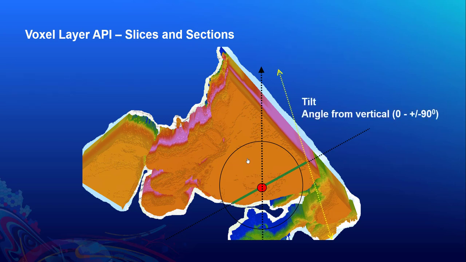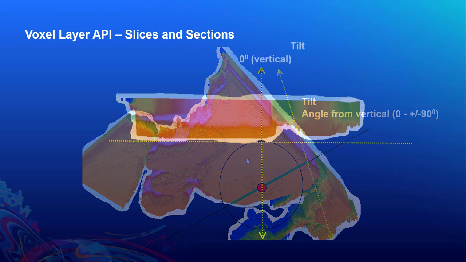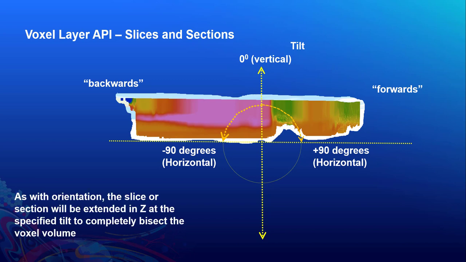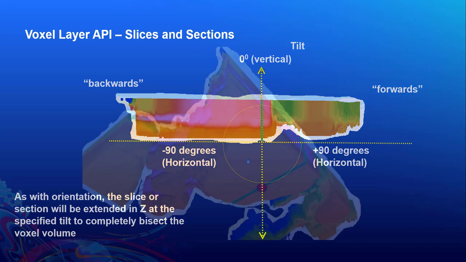The tilt is the angle from vertical, expressed as an angle from 0 to positive or negative 90 degrees. Specify a positive angle to tilt the slice or section forwards, and a negative angle to tilt the slice or section backwards. The angle of 90 degrees represents a horizontal plane. Same as with orientation, the slice or section will be extended in Z at the specified tilt to completely bisect the voxel volume.